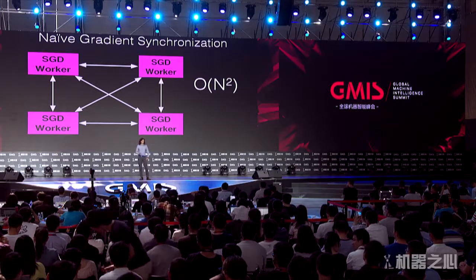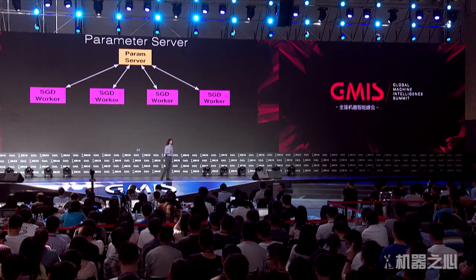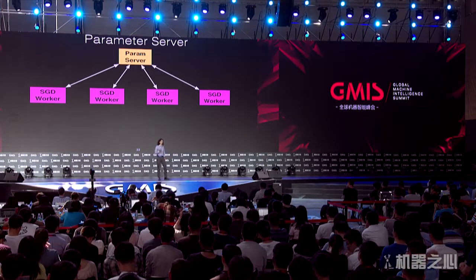So instead of having every worker talk to every other worker, best practice is to use a parameter server, where each worker just sends its gradient message up to the parameter server, and then the parameter server aggregates all of those messages together and sends them back down. Once we've done this, we only need order n bandwidth for n machines. So this scales much, much better than the naive strategy.